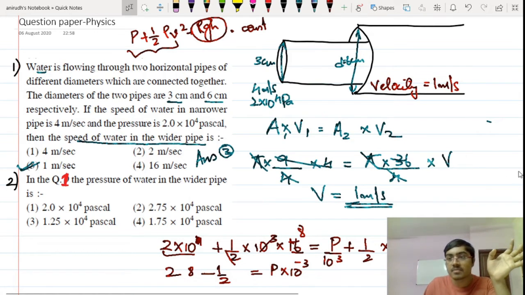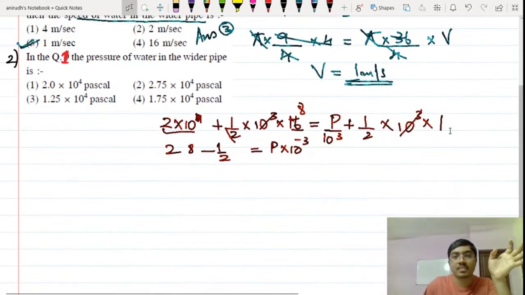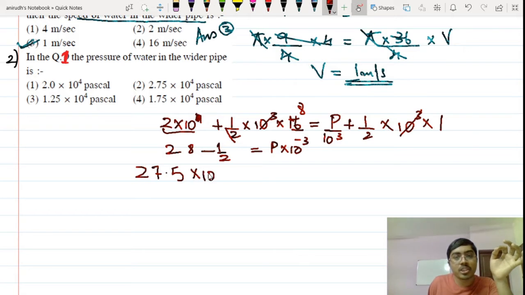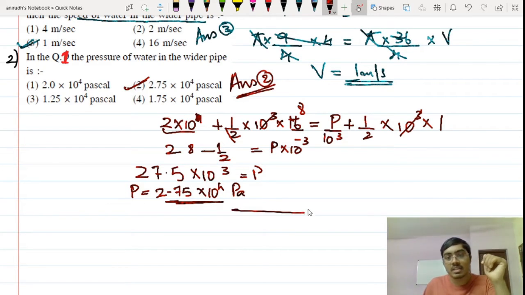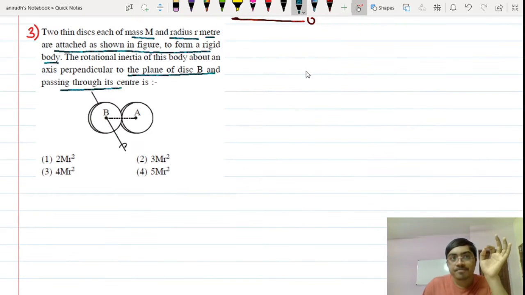So I will just go into the next part of this. Yeah, I have plenty of space over here now. So this will be 27.5 multiplied by 10 raised to the power 3 is equal to P. Or I can say, as it is given in the options, 2.75 multiplied by 10 raised to the power 4 Pascal. That is the unit. So obviously for this question, I will be marking option 2 as the correct answer. Okay, so let's proceed to the next question now.